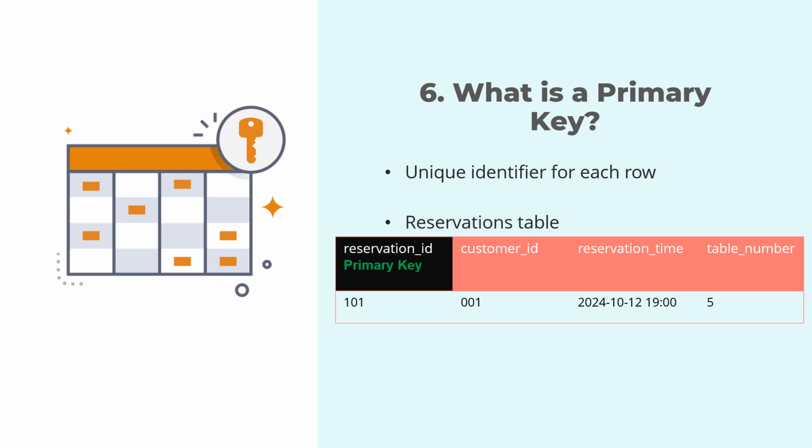The reservation ID values 101, 102 make sure each reservation is unique. This helps us avoid confusion or duplication. If someone tries to add another reservation with the reservation ID 101, the database will reject it because the primary key must be unique. When we need to find a specific reservation, the primary key makes it easy to retrieve the exact reservation.